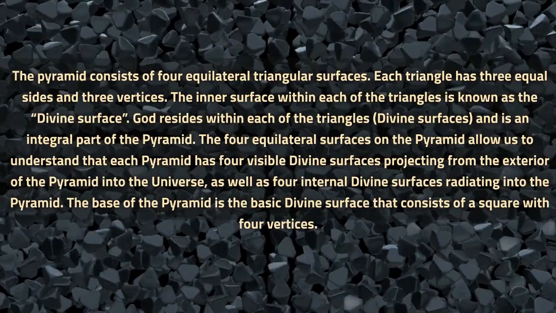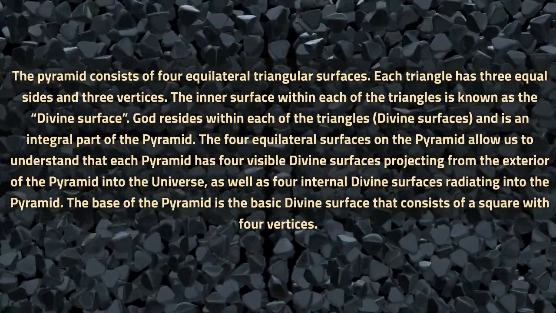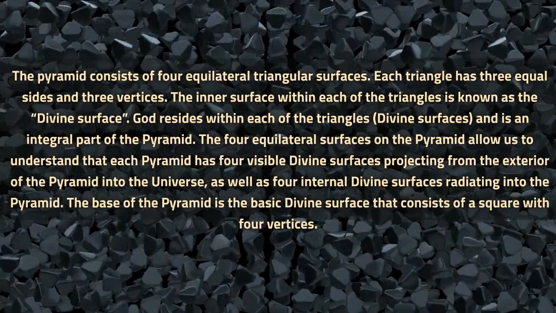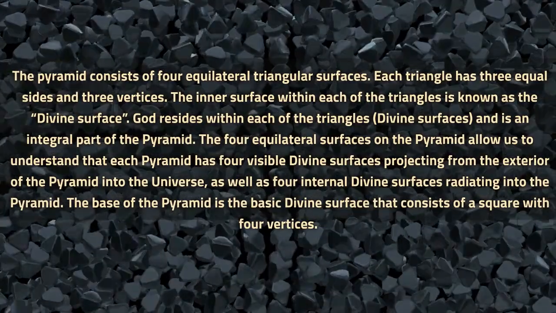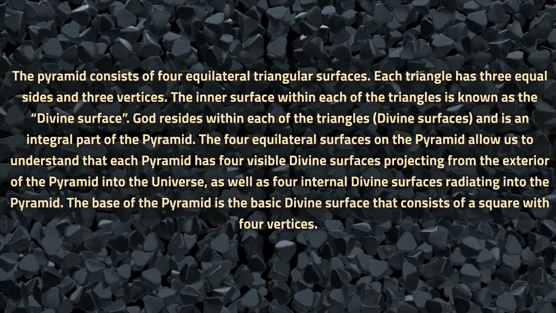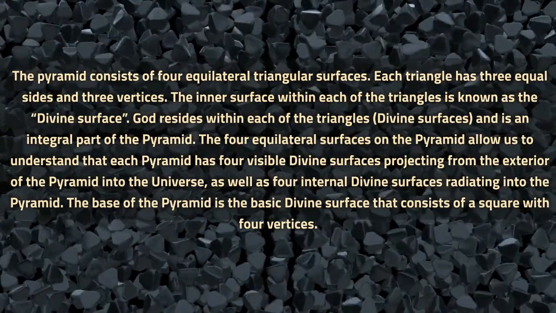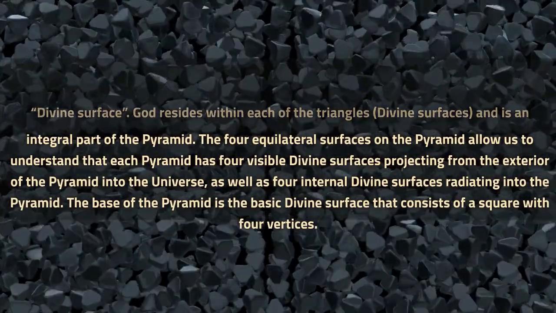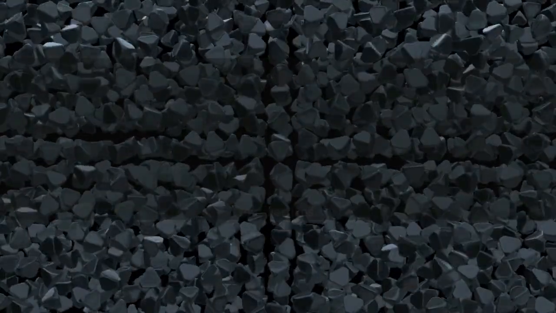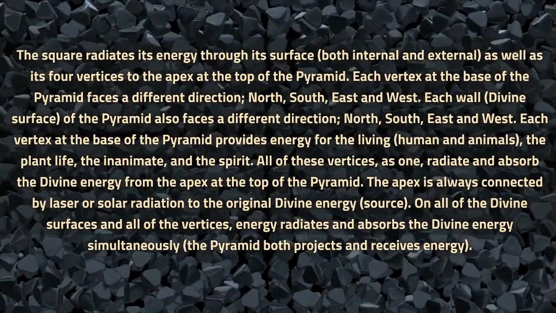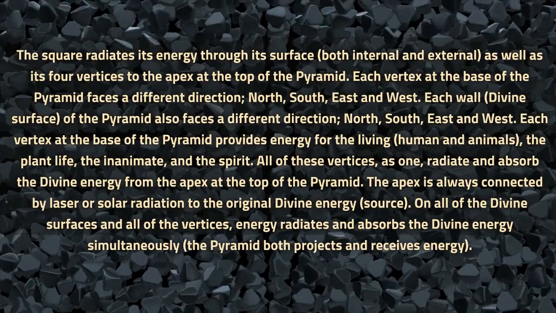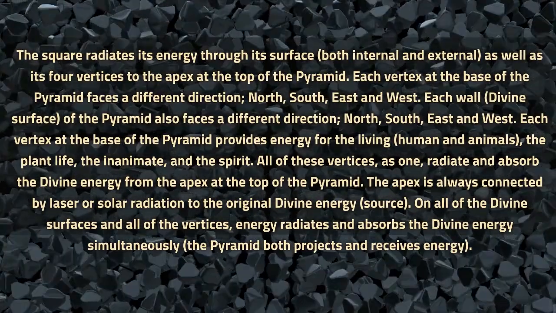The 4 equilateral surfaces on the pyramid allow us to understand that each pyramid has 4 visible divine surfaces projecting from the exterior of the pyramid into the universe, as well as 4 internal divine surfaces radiating into the pyramid. The base of the pyramid is the basic divine surface that consists of a square with 4 vertices. The square radiates its energy through its surface, both internal and external, as well as its 4 vertices to the apex at the top of the pyramid.